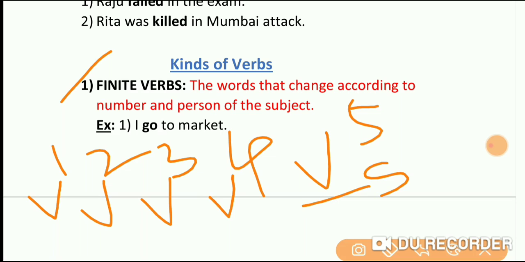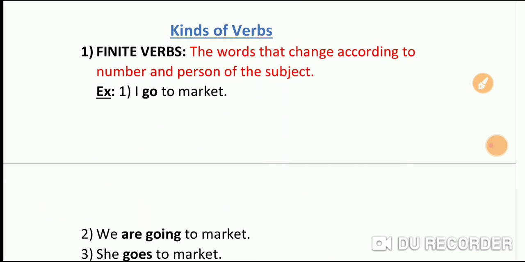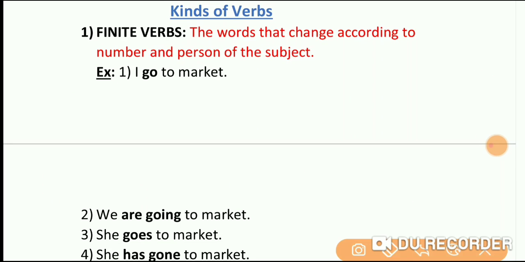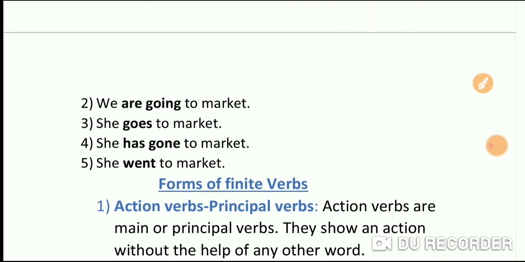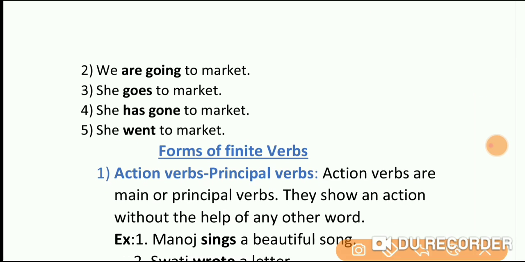They are called finite verbs. Here you can see the example. I go to market. Here go is a verb. Let us see in the second example how go changes in its form. We are going to market. She goes to market. She has gone to market. She went to market. We can see the different forms of one single verb, that is go: go, are going, goes, has gone, went.